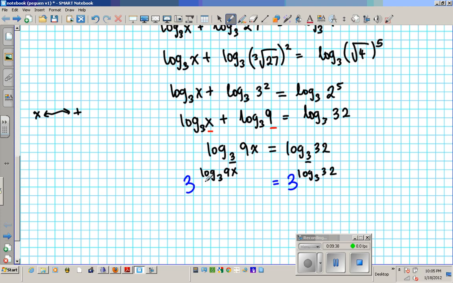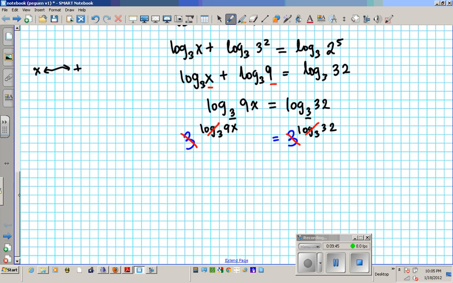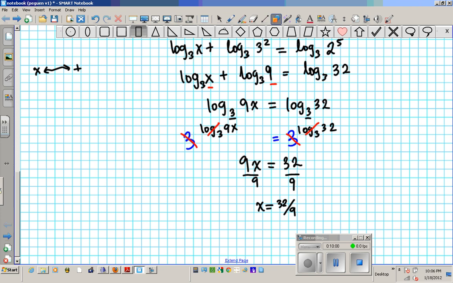Alright, so what does that become? These two cancel out, these two cancel out, and then you have 9x equals 32. Alright, divide both sides by 9, and then you have x equals 32 over 9. Alright, so there goes your final result.